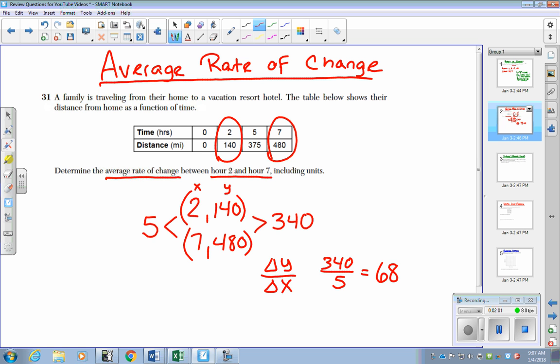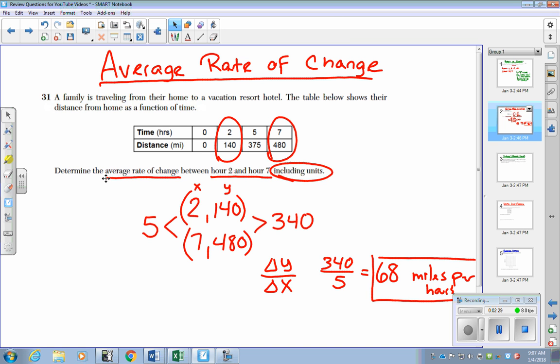And the question also says, make sure you include your units. So our units are based on miles and hours. So this would be 68 mph, or 68 miles per hour, that they're traveling on this trip. Now, in context of the question, since they are traveling, they probably are traveling on a highway. Most highways, 68 would be a number that would be sufficient to explain this answer.